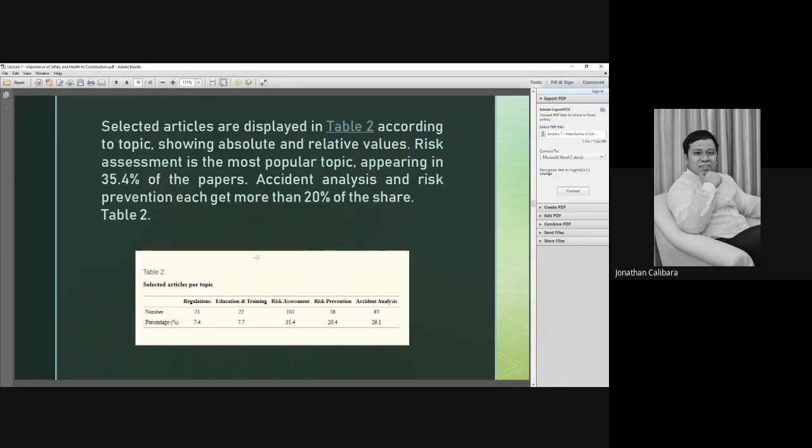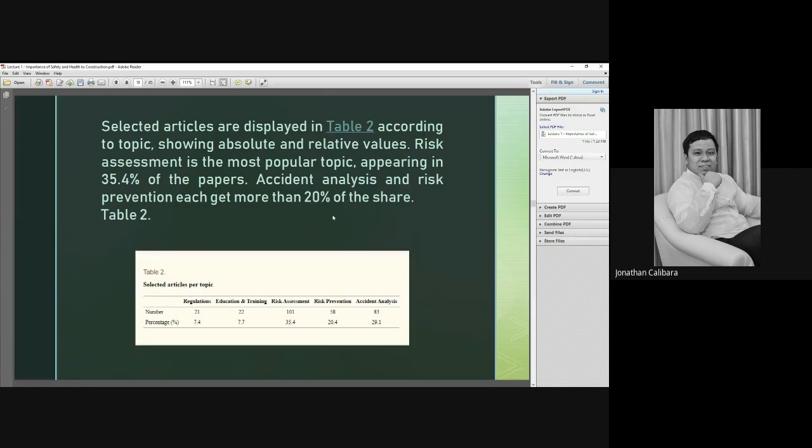Okay, next, selected articles are displayed in table 2. There are articles here about regulation, education, risk assessment. He just counted how many books there are about accident analysis and risk prevention. He just summarized them. He did not just run through the research. Meaning, he collects, he reads, he understands, and forms another idea.